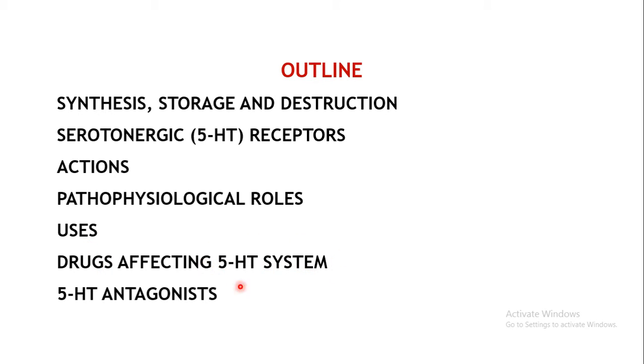So what are the different drugs which can alter this 5-HT system, maybe synthesis or maybe release, maybe the uptake, or the destruction. So likewise, what are the different drugs which can alter the actions of this 5-HT system. And the last part in the chapter is the 5-HT antagonists, which will be covered in detail. So which are the drugs which can antagonize the actions of 5-HT at the 5-HT receptors.